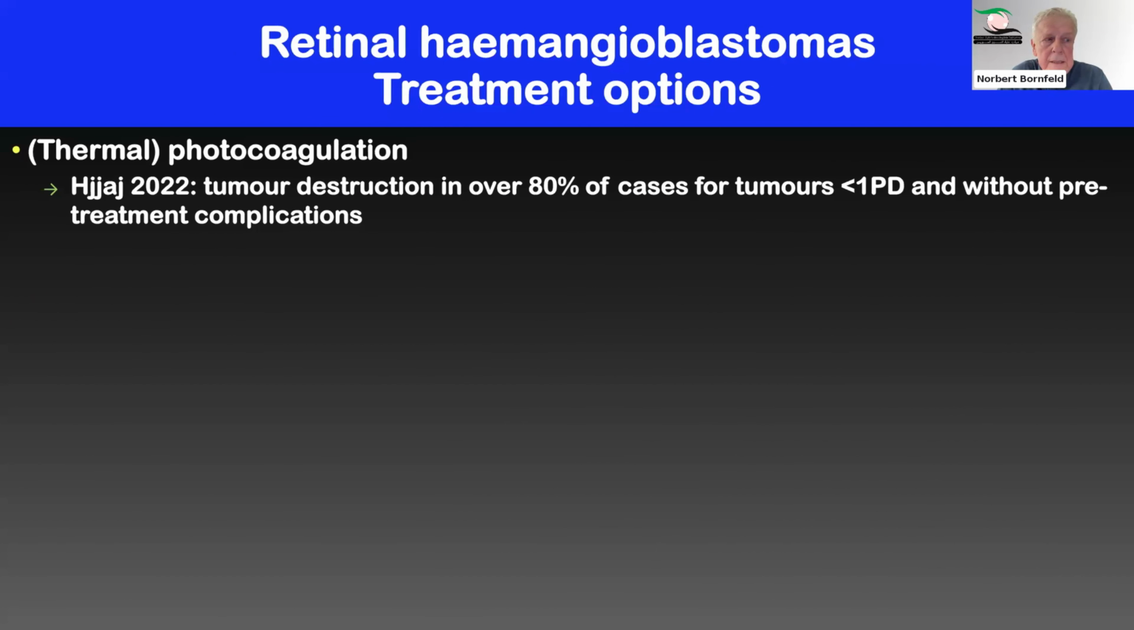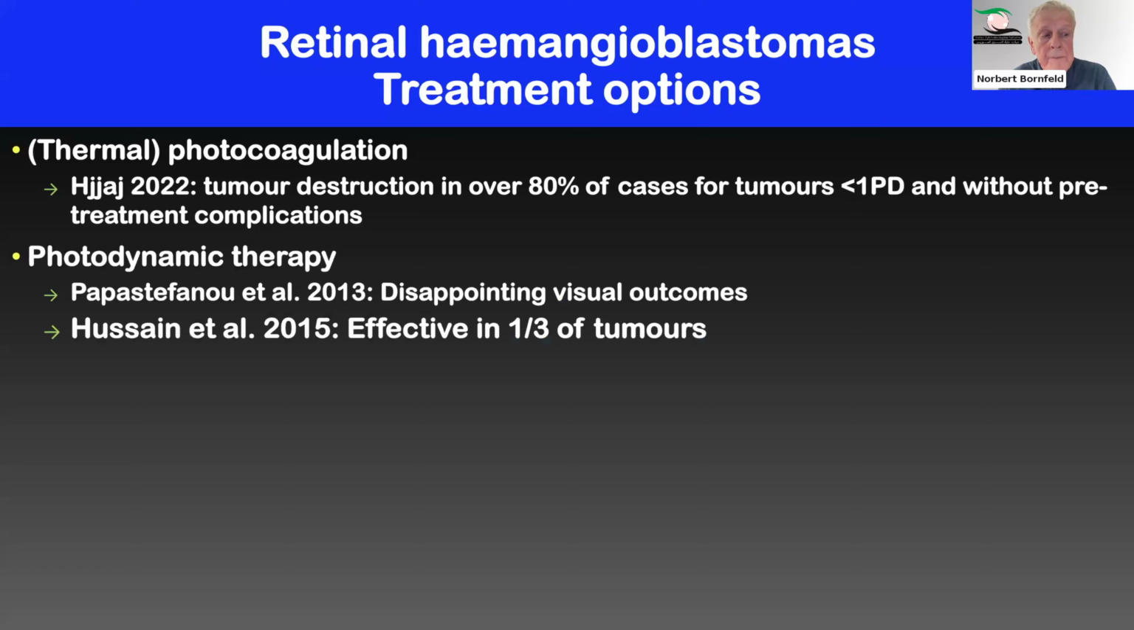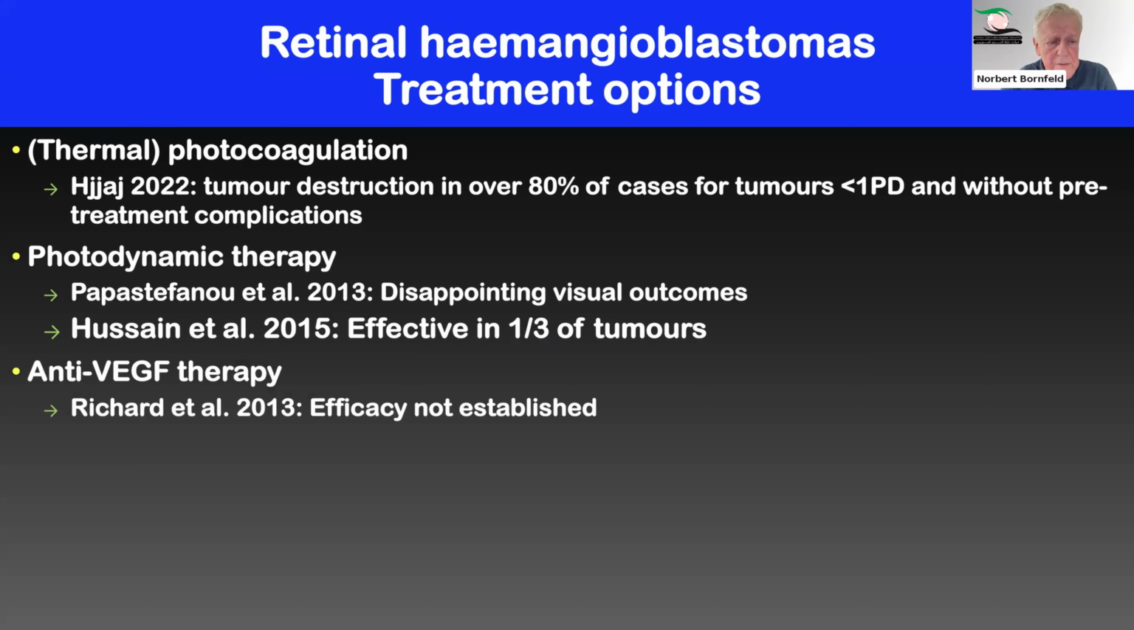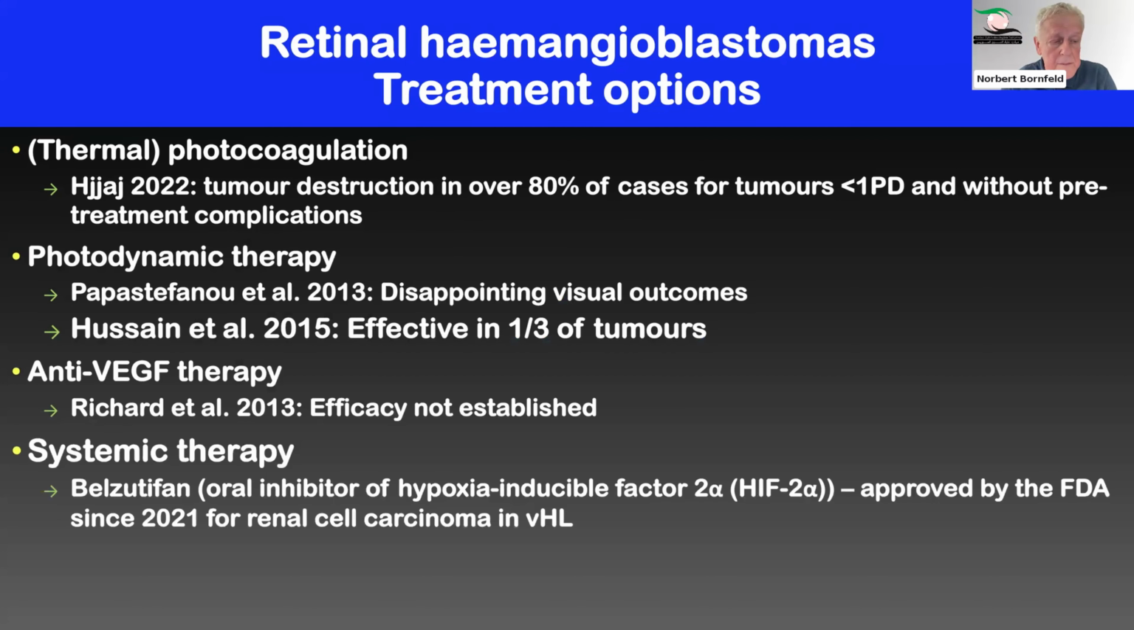What are the treatment options? Small tumors may be treated with photocoagulation, and that is very effective if you detect a very small tumor. Photodynamic treatment has been discussed. The Liverpool group has published on that, and it has been effective in not very many tumors. A third of the patients may be treated effectively. There's no treatment efficacy of anti-VEGF treatment.